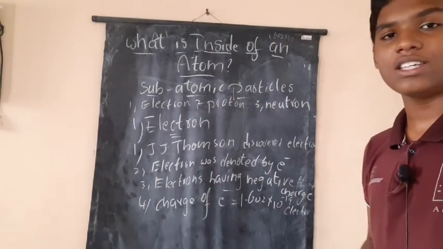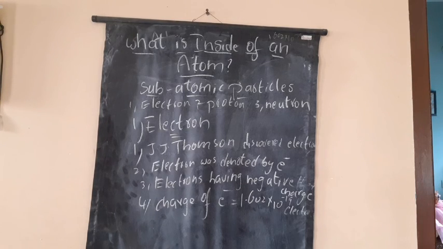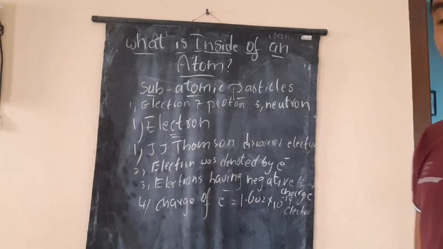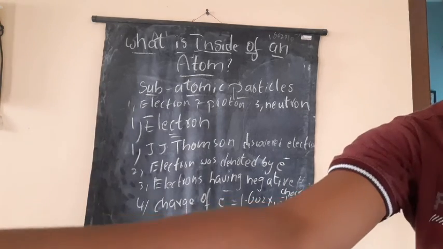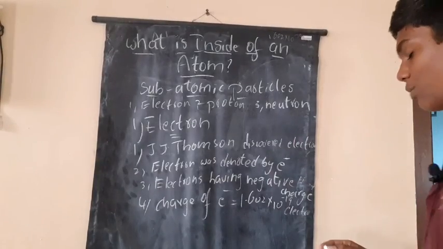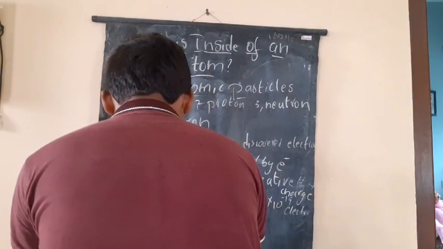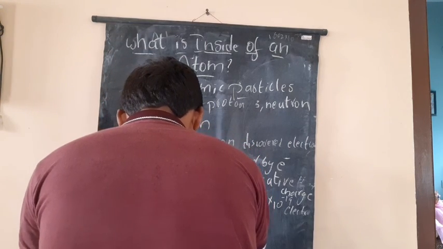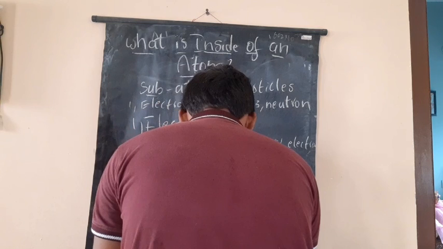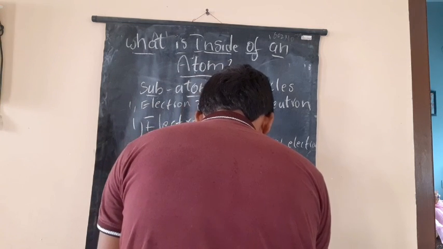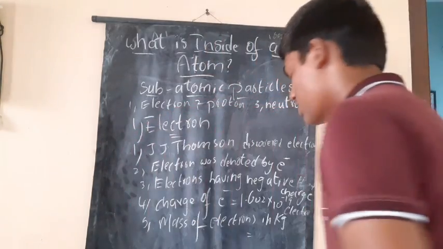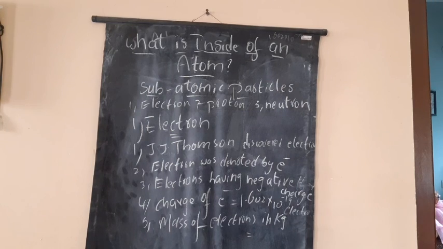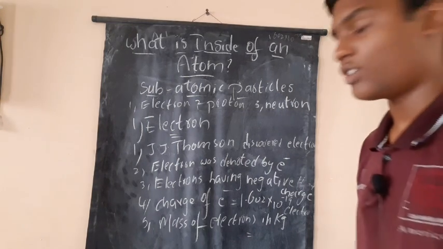Now we will see the mass of electron in kg. The mass of electron in kg is 9.11 into 10 to the power of minus 31 kg. In kg, and in grams it is separate.